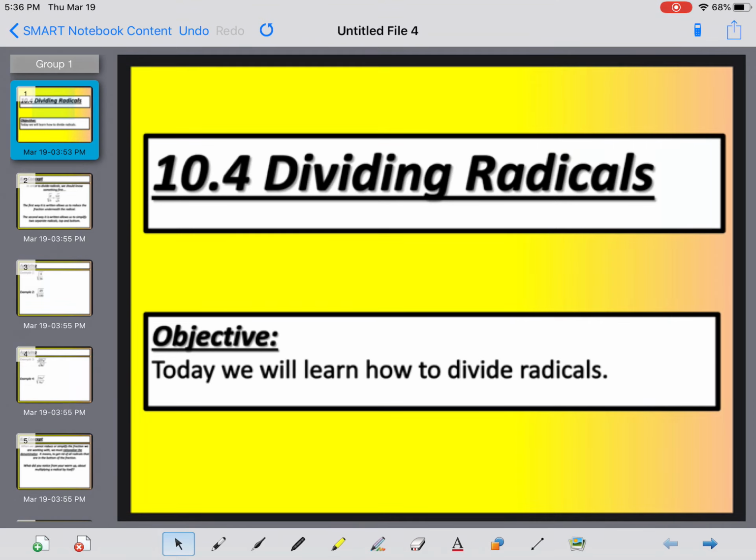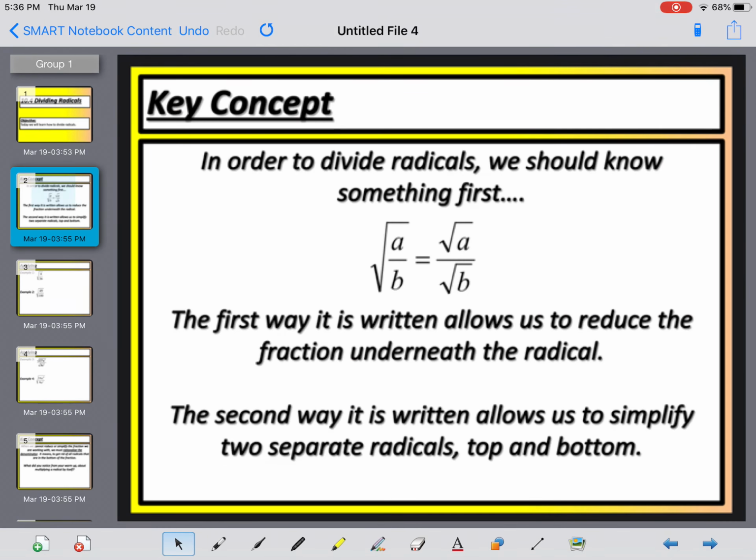Hey guys, today we're doing 10.4 dividing radicals. Okay, so the first thing that we want to talk about is the fact that we can have a square root over the entire fraction, or we can split it up into a square root on the top and a square root on the bottom.